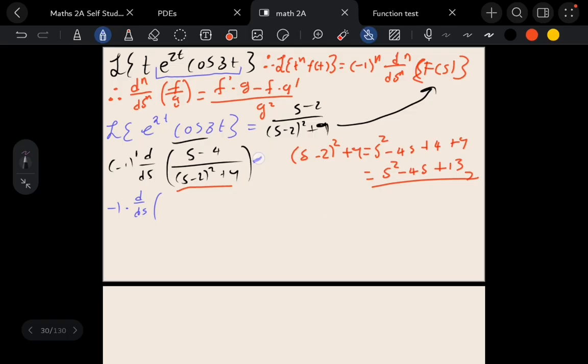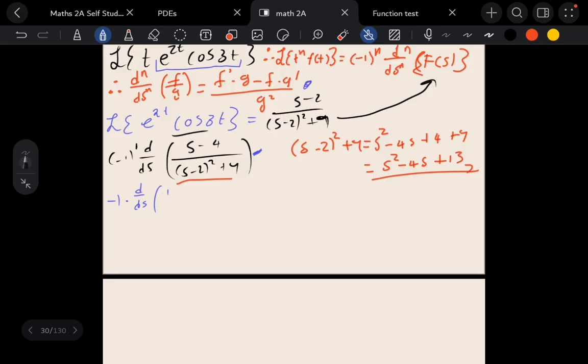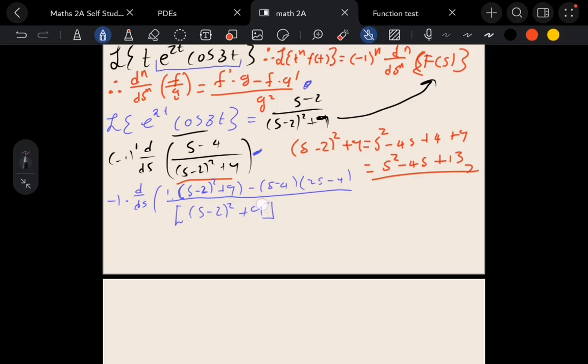Using the quotient rule to derive this, we need to use this quotient rule here. We first need to derive the numerator, which is going to be 1 times s minus 2 all squared plus 9, minus s minus 2 times, what is the derivative of s squared minus 4s plus 13? That is just going to be 2s minus 4. And then all divided by s minus 2 all squared plus 9 squared.